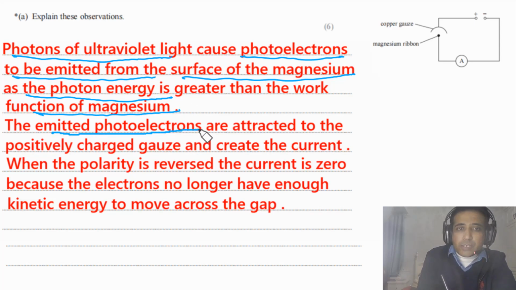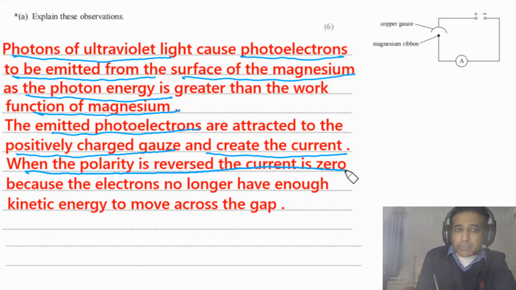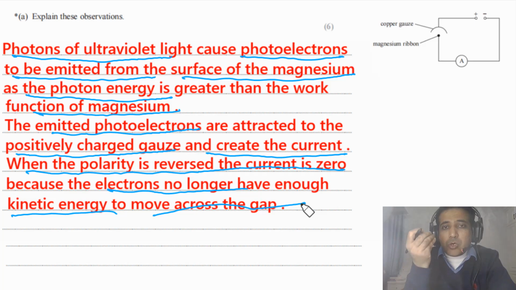The emitted photoelectrons are attracted to the positively charged gauze, you will get a mark, and this creates the current. When the polarity is reversed, the current is 0 because the electrons no longer have enough kinetic energy to move across the gap. It's a typical question. In a lot of papers you will see this one, so you should be able to explain these observations.